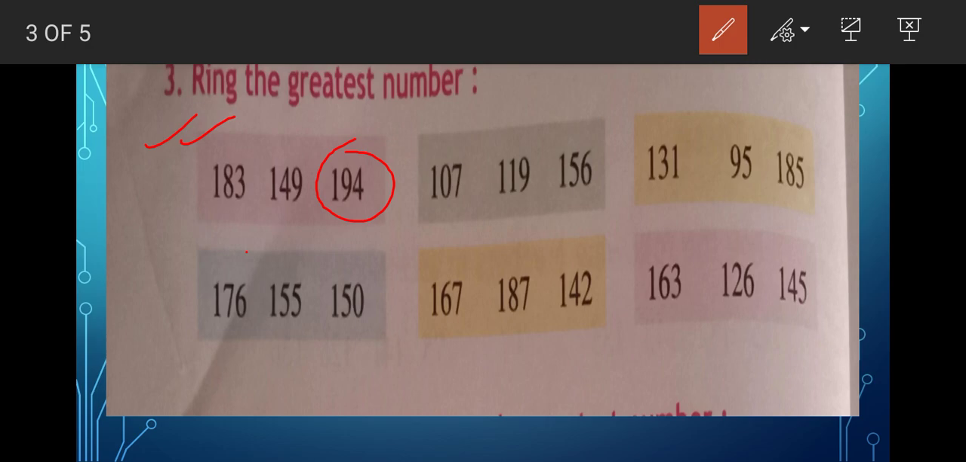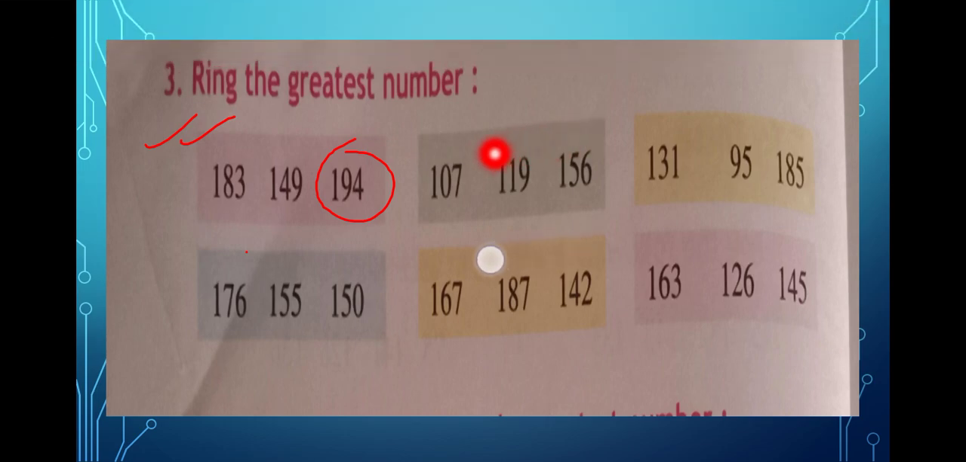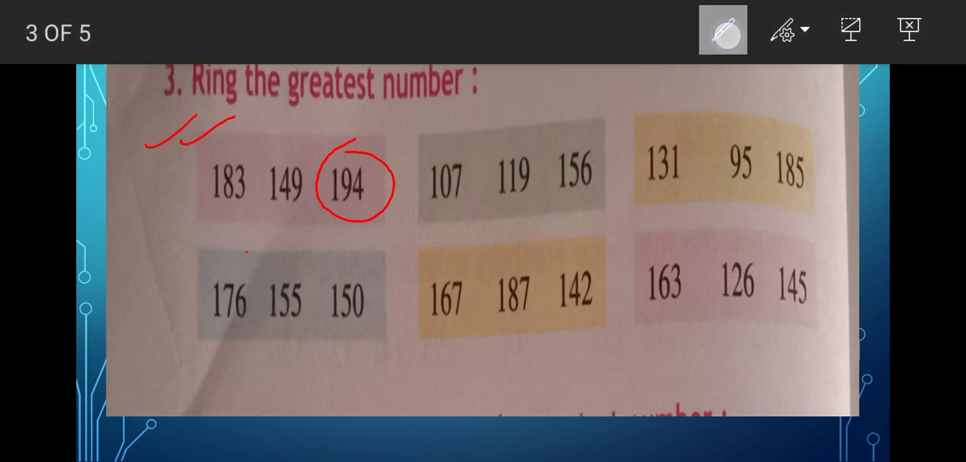Okay, in the same way the second one: 107, 119 and 156, all are having 3 digits, and tens place, here it is 0, here it is 1, and here it is 5. That means 156 is greater than the other numbers.